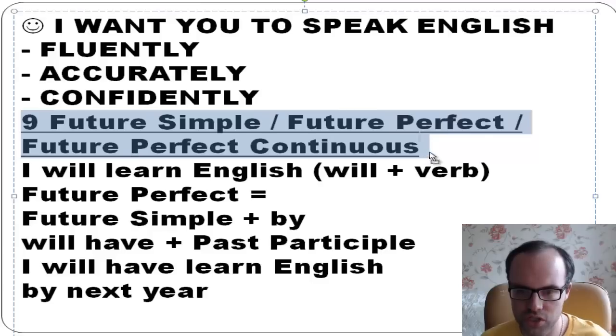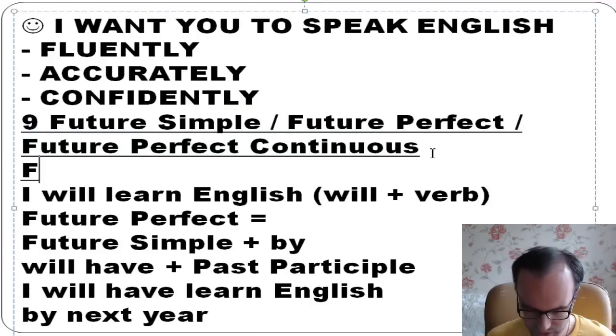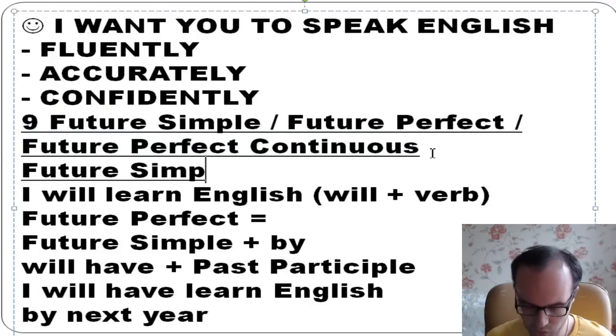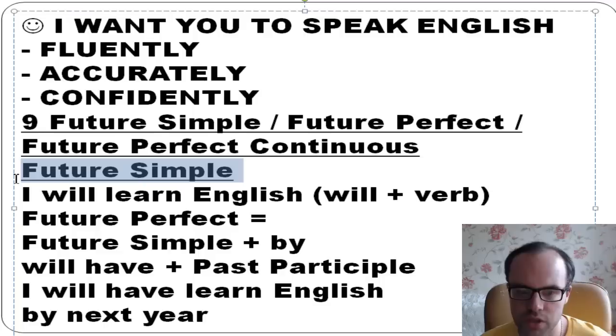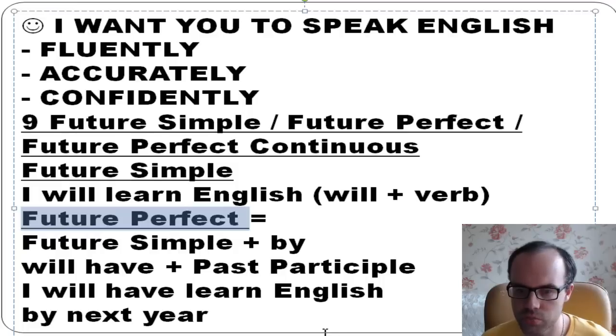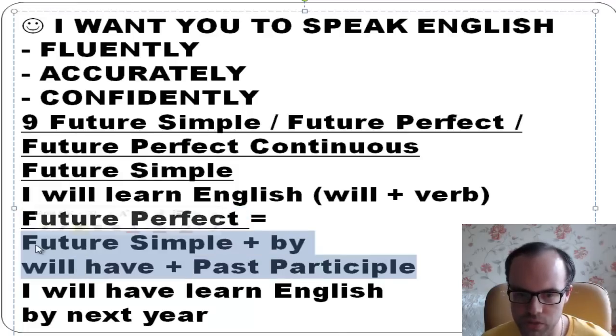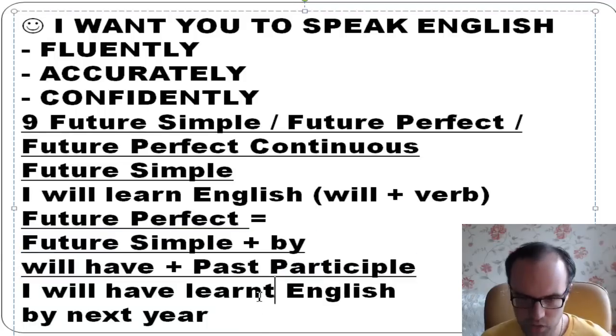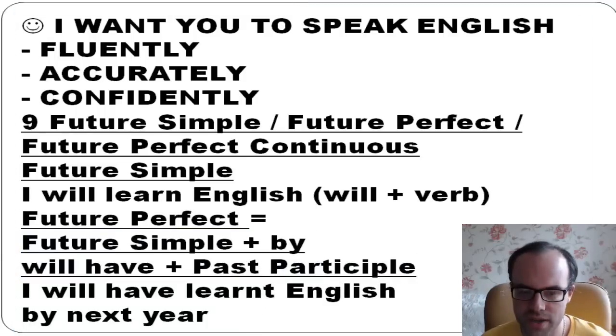So future simple. You know how we form it: will plus verb. I will learn English. So what is future perfect? It's future simple plus by. Will have plus past participle. So you see, I will have learned English by next year. So not later than next year.